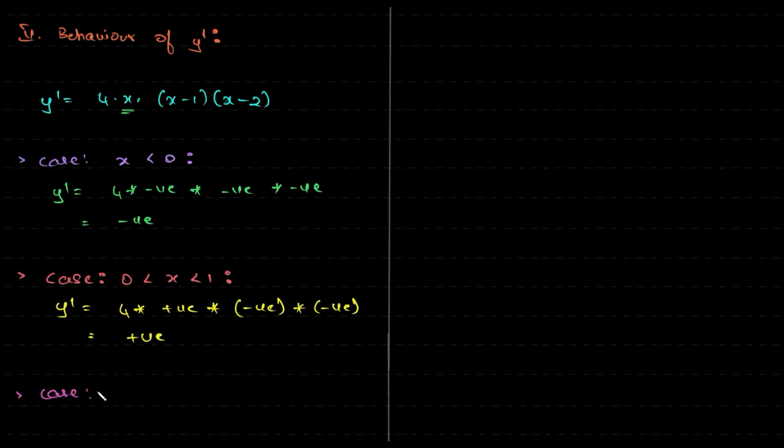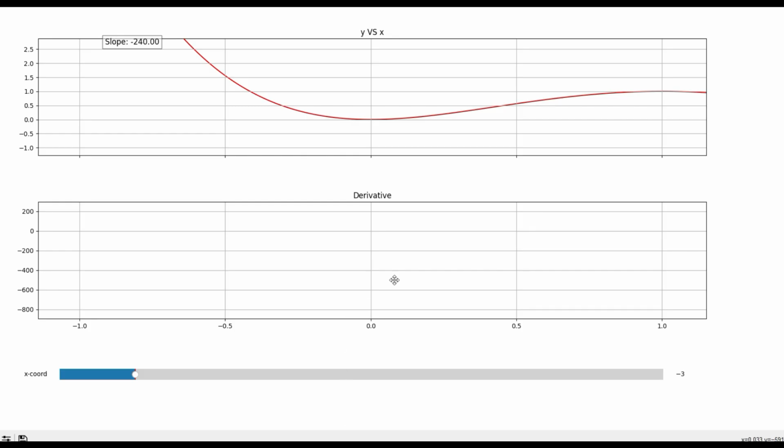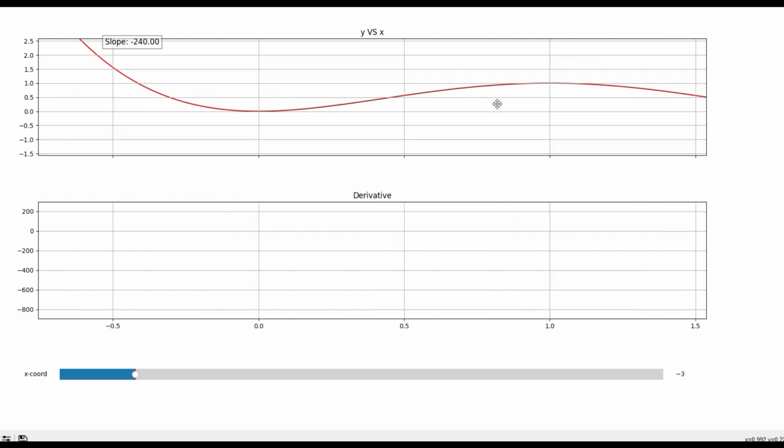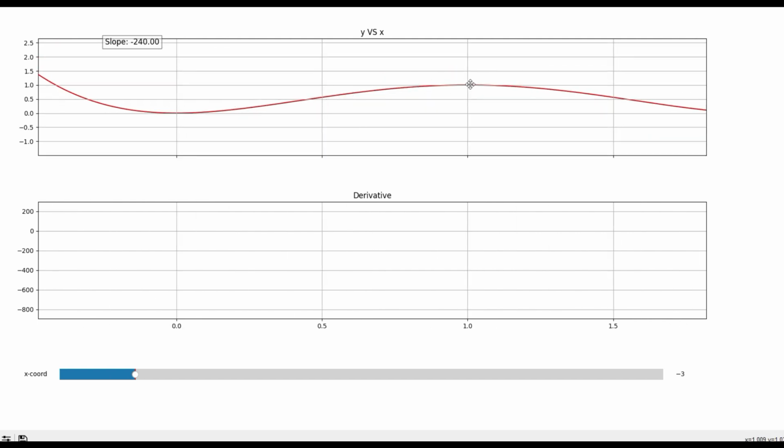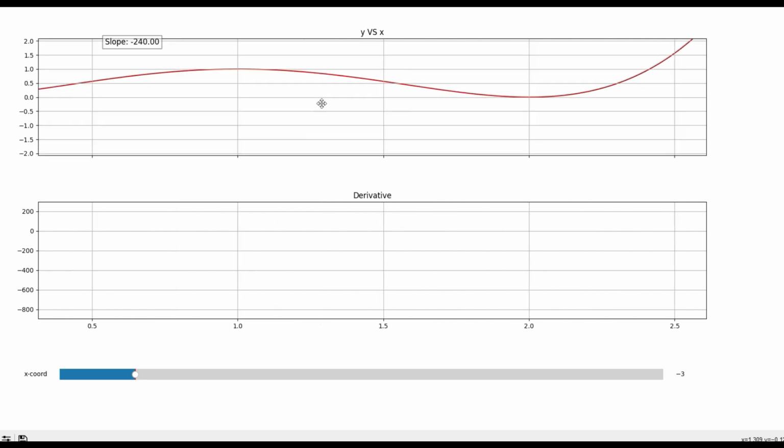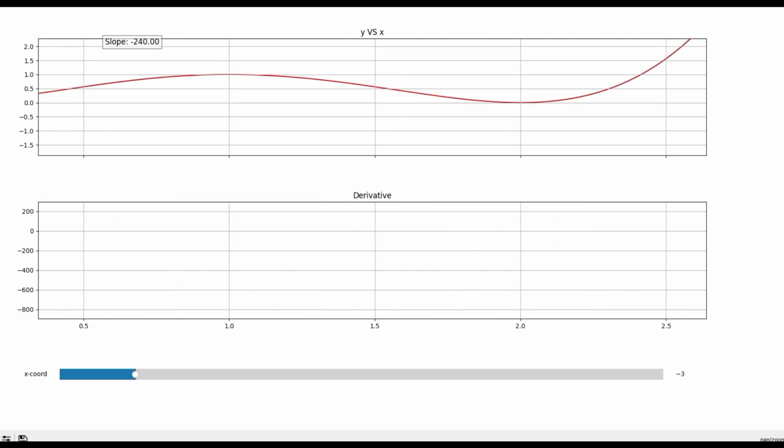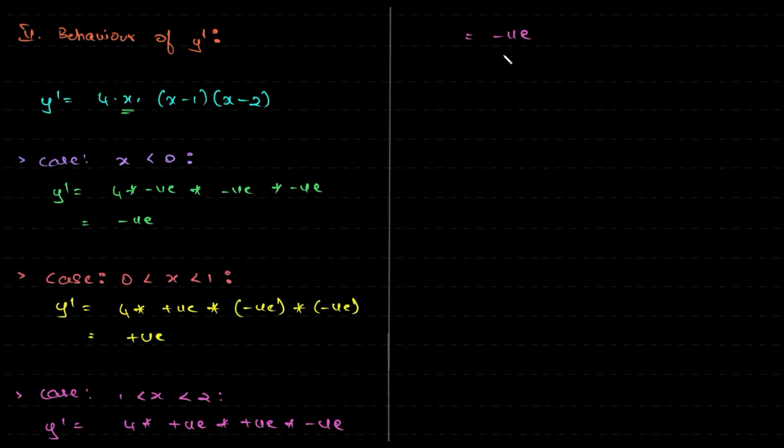Then next is, I think it's 1 to 2, right? So y prime will be 4. This is positive. Then this would be positive and this is negative. So overall result is negative, right? 0 to 1, it's increasing. Can you see that? 0 to 1, the function is increasing. And 1 to 2, we saw that it's decreasing. We just saw that, right? 1 to 2, it's decreasing.